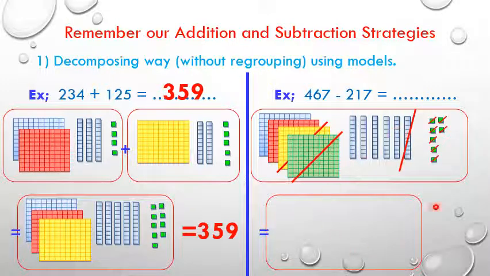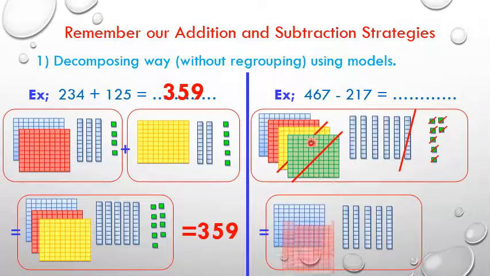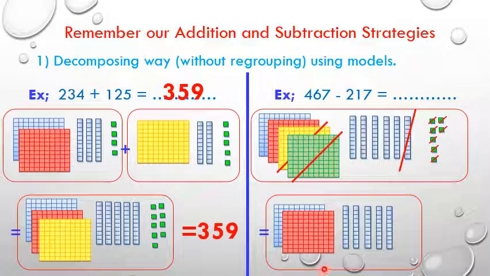Then let's draw our rest here. We have no ones, just 5 tens and 2 hundreds. This number is called what? It will be 0 ones, 5 tens, and 2 hundreds. This number is called 250. This is the strategy of modeling without regrouping.